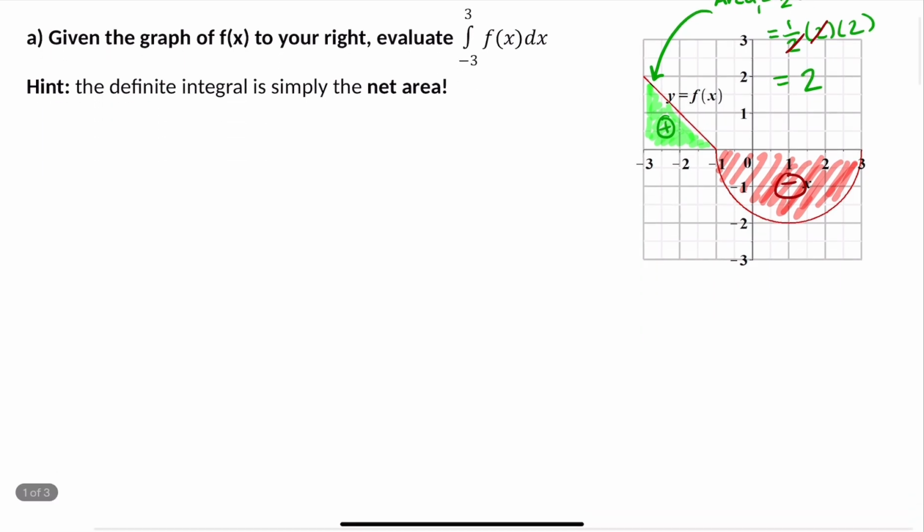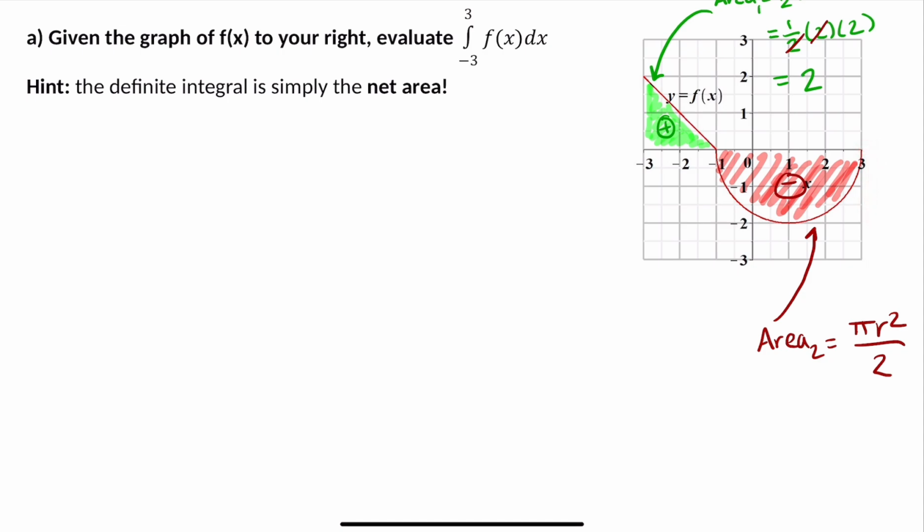Now, what about the semicircle? I'm going to go ahead and call this area 2. And we know that the area of a circle is simply just pi r squared. But here we have half of a circle. So it's going to be pi r squared divided by 2. But what is the radius going to be? Well, if we start from 0 and go to -2, this is 2 units. So the radius is simply 2.